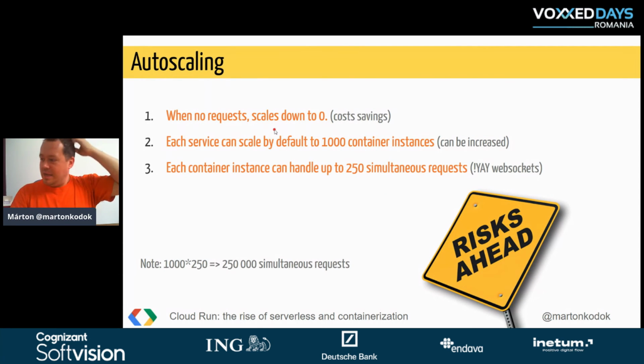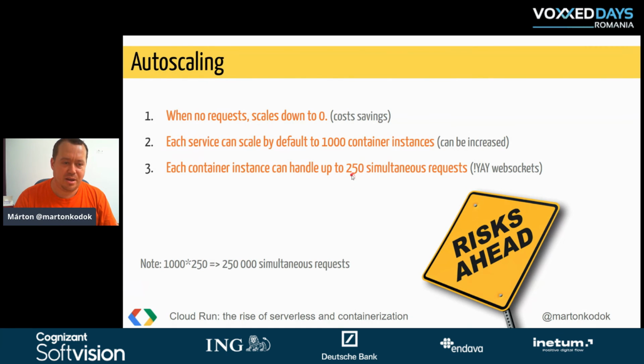Now, auto scaling. When there are no requests, it scales down to 0. This is serverless. Each service can scale by default to 1000 container instances. If you are a big customer, this can be increased. Each container can handle up to 250 simultaneous requests.